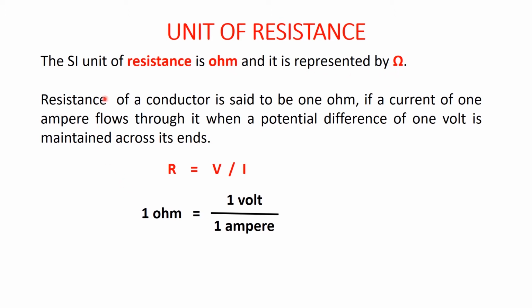So when will the resistance of the conductor be 1 ohm? The formula for resistance is R is equal to V by I. When the potential difference in that conductor is 1 volt and the current is 1 ampere, then R is equal to 1 by 1, which is nothing but 1. So the resistance of the conductor is said to be 1 ohm if a current of 1 ampere flows through it when a potential difference of 1 volt is maintained across its ends.